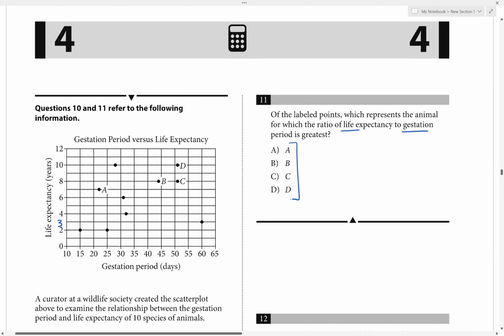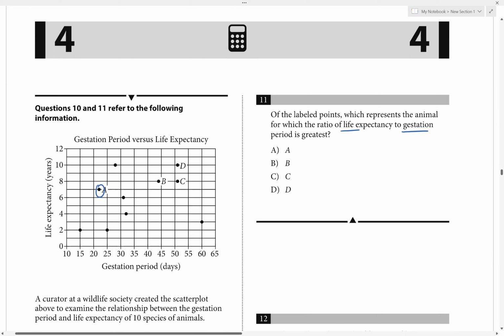So we have the points A, B, C, and D. We go to the chart here. Let's go find the ratio for each one. If you want to be sure, we can just solve for the ratio. Since this is a calculator session, let's just type it into a calculator real quick to see what we get.